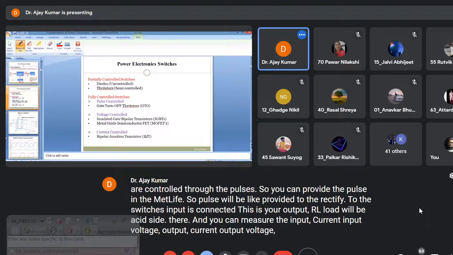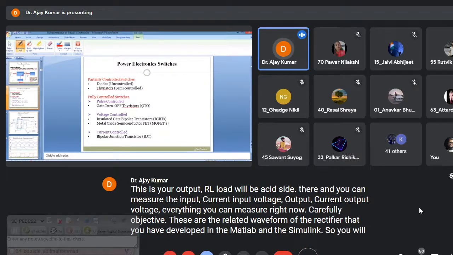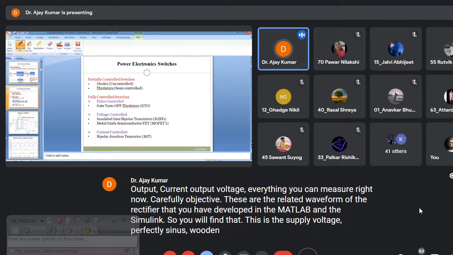Right now, carefully observe the waveform. These are the related waveforms of the rectifier that you have developed in MATLAB and Simulink. You will find that this is the supply voltage, perfectly sinusoidal.